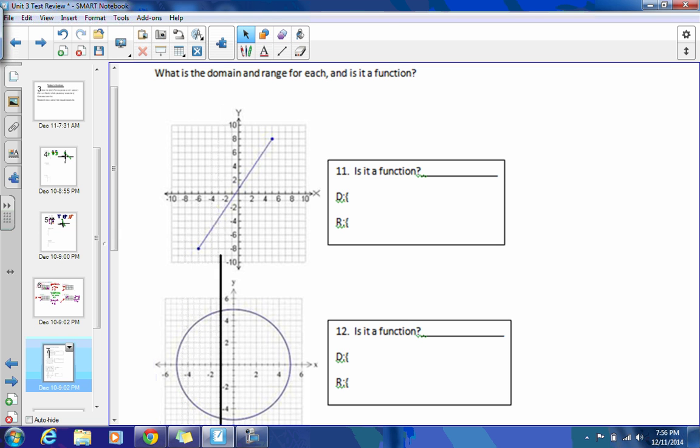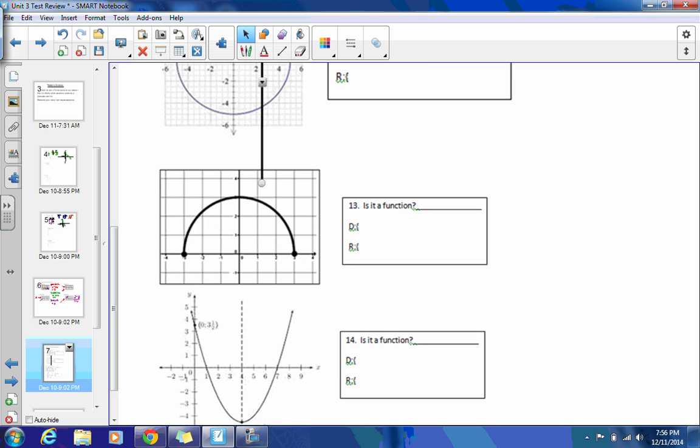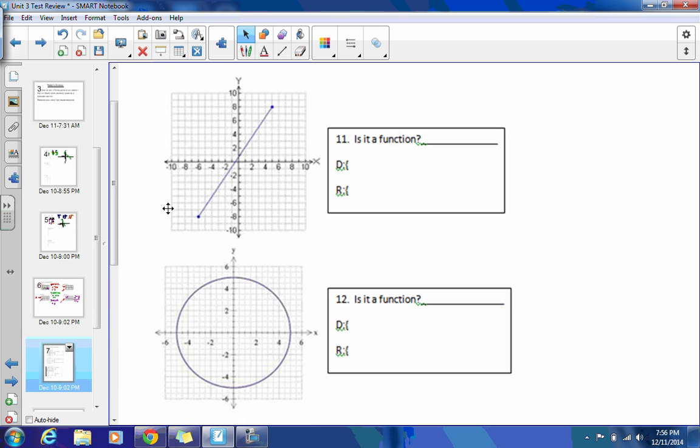This one, unfortunately, is not. It crosses 2 points here and here. Scrolling down, this one will only ever cross 1 point, I believe. And this one also only 1 point. So they're all functions except for number 12.